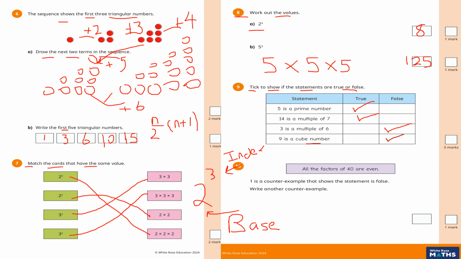Question number 10. Last one for today's video. All the factors of 40 are even. One is a counterexample that shows the statement is false. Write another counterexample. Well, another one would be 5, because 5 times 8 makes 40, and 5 is not even.